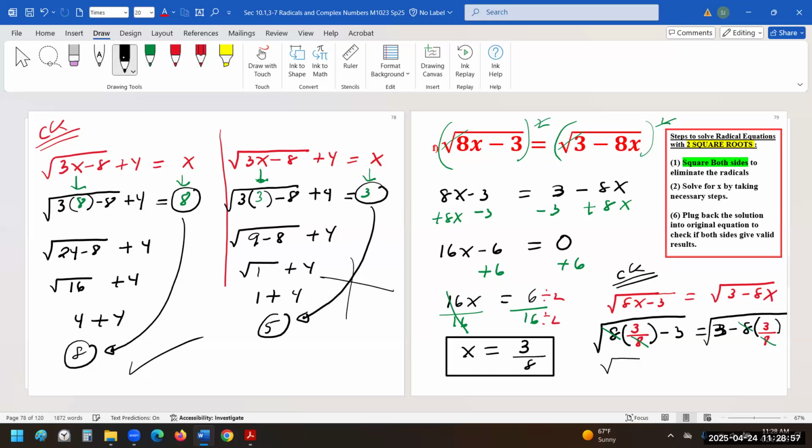So what is left then after we cancel the 8? 3 and we're subtracting 3. Do you have the exact same thing on both sides? So you don't have to go any further. When you see the same two things, you can stop. So yep, we accept this solution. This is correct.